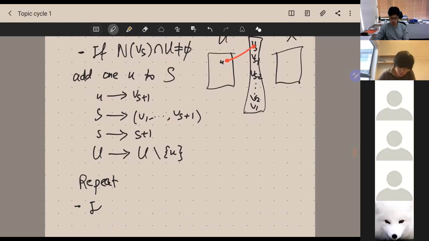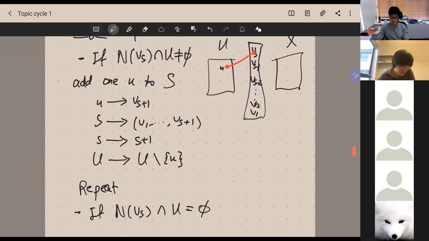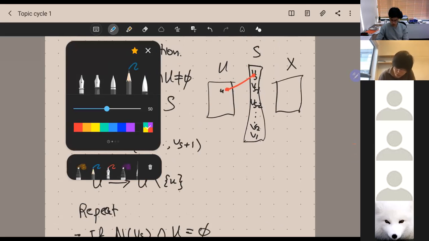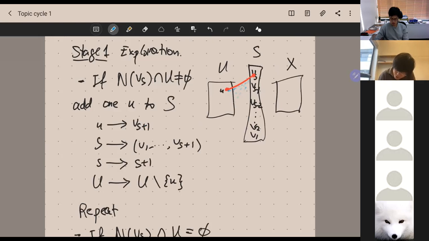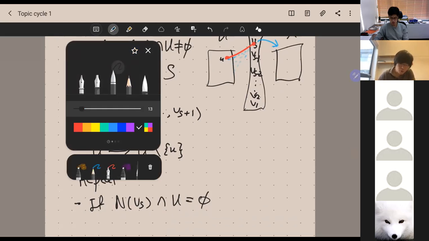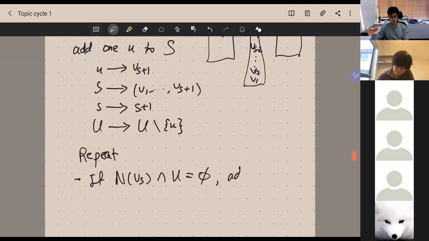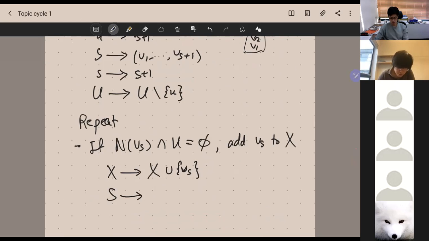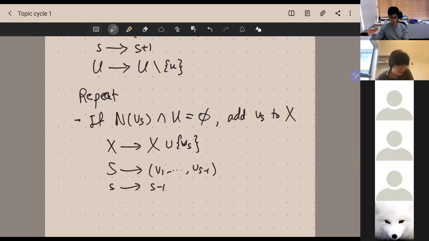Now, when we cannot, here comes the case when we do not have a neighbor. This edge, the red edge, does not exist. In this case, we're going to pop. If there's no edge, then we pop the top vertex to X, the explored vertices. The top vertex, we don't need it anymore. We can update X, and we update the stack also. Since we popped the top one out, it becomes shorter, and the depth also becomes one shorter.